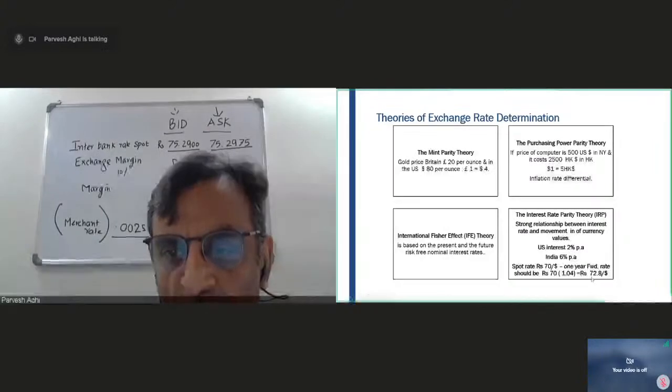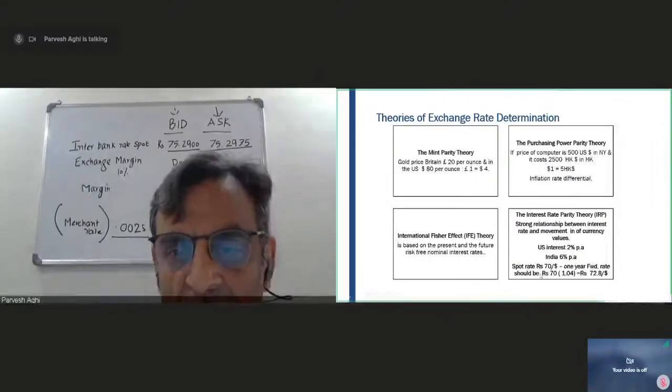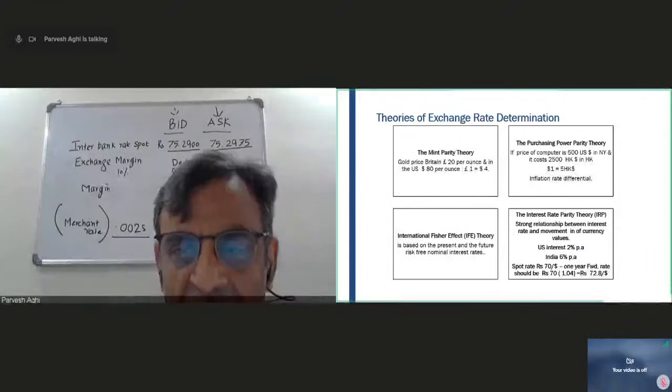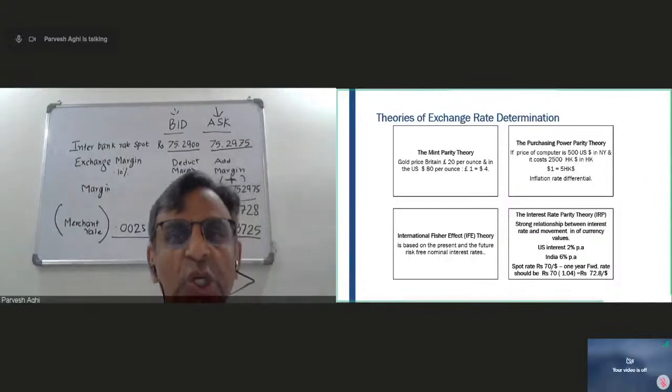So the forward rate should be 72.80 paisa per dollar. Okay. So this is what the interest parity theory says, that the difference between the two interest rates will actually prevail, and the spot rate and the forward rate will be decided based on that. So the currency which is having a lower interest rate will have a premium, and the currency which is having a higher interest rate will trade at a discount. So this is what this theory says.